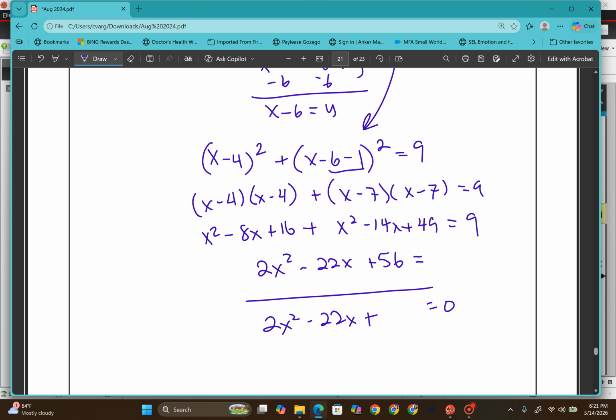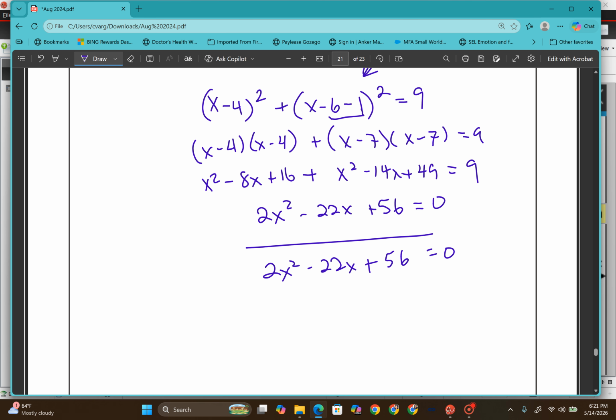So that's going to be 56 equals 0. So 65 minus 9 is equal to 0. So this is going to be 56. Cool. Now, this is great because I can divide everything by 2, right? Divide everything by 2. I'm not dividing by 0, so I get x squared minus 11x plus 28 is equal to 0. This is a lot easier to factor.